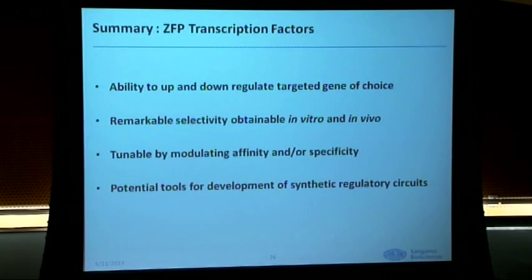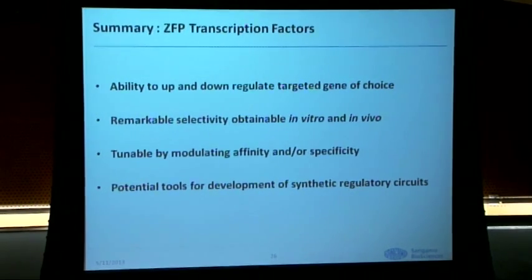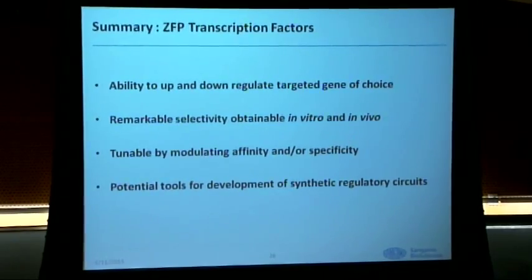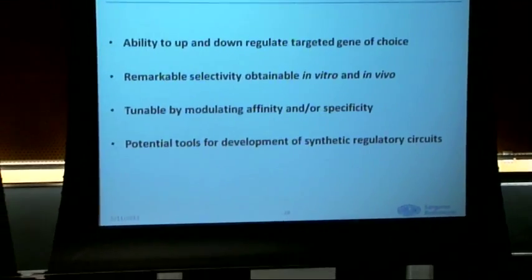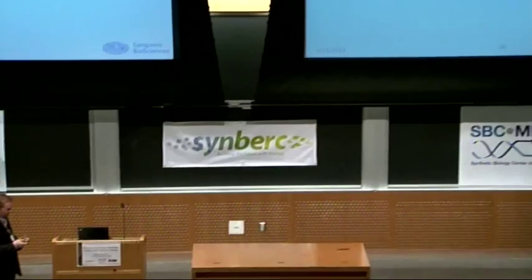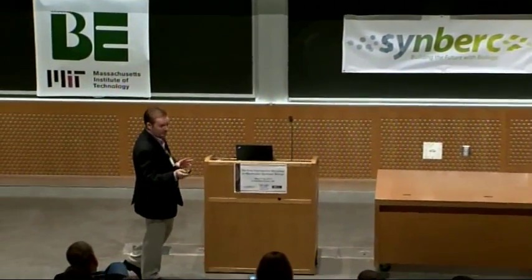So on the ZFP-TF side, what I hope I've shown you so far is that we have the ability to downregulate, or we could also do upregulation of any particular target gene of choice. It's possible to get remarkable selectivity, both in vitro and in vivo, using these proteins. They're tunable by modulating the affinity and the specificity of these proteins. And obviously, these are potential tools for the development of synthetic regulatory circuits, as actually Pam described.